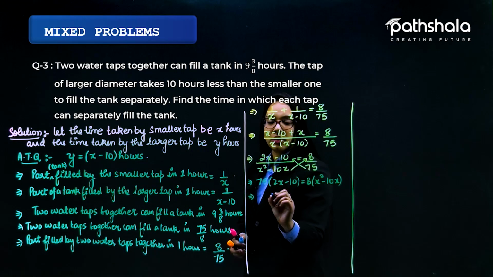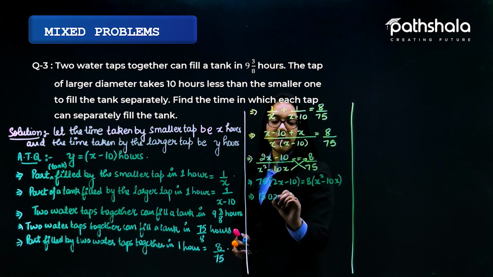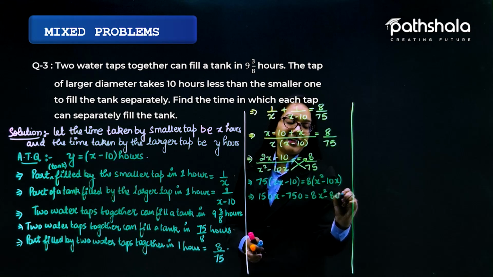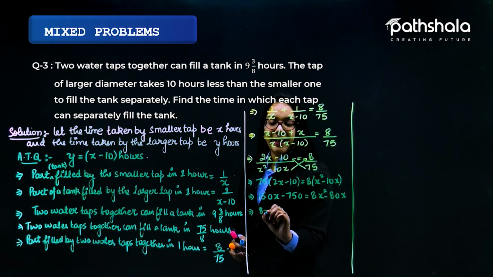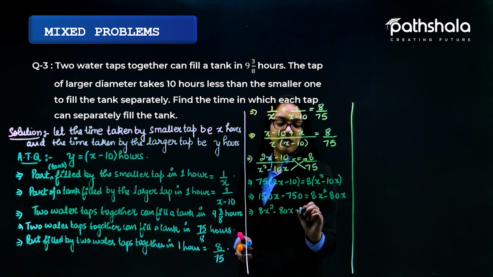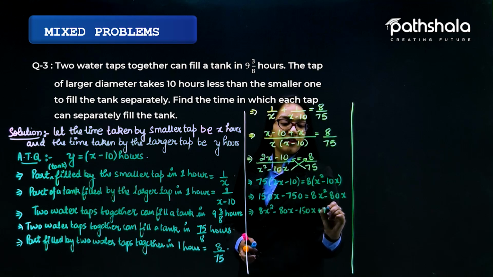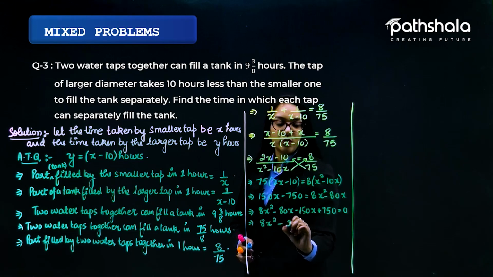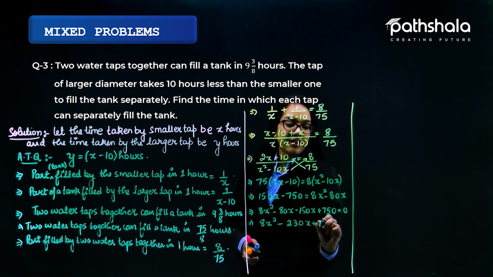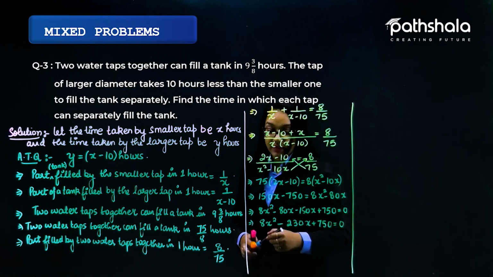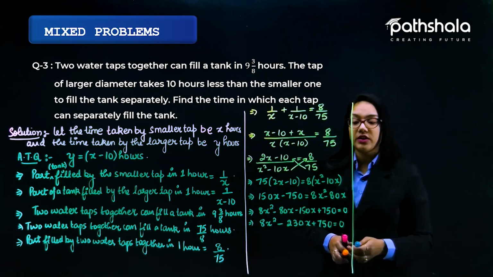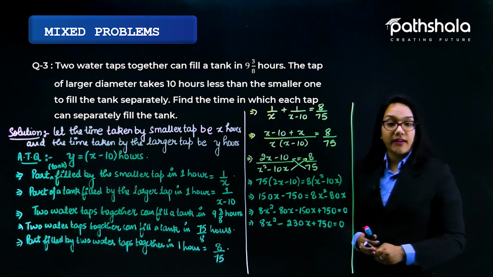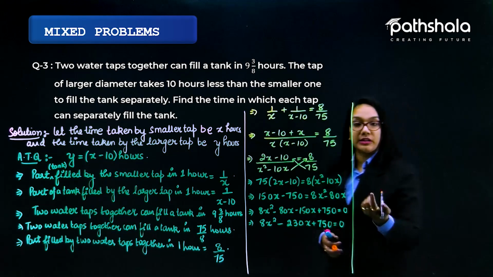So this would be 150x minus 750, which is equal to 8x square minus 80x. Let us rearrange it as 8x square minus 80x minus 150x plus 750, which is equal to 0. Furthermore, we can write it as 8x square minus 230x plus 750, which is equal to 0. So as you can see, we have the quadratic equation as 8x square minus 230x plus 750 is equal to 0. So we can find the factors of this particular quadratic equation by the middle term splitting method again.